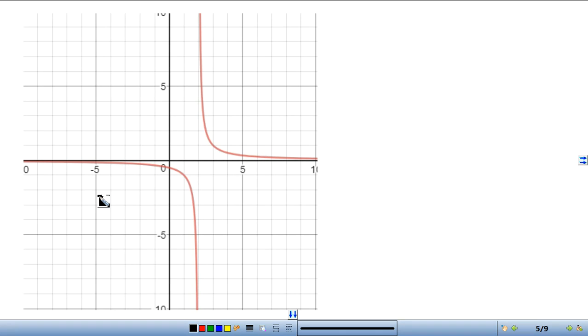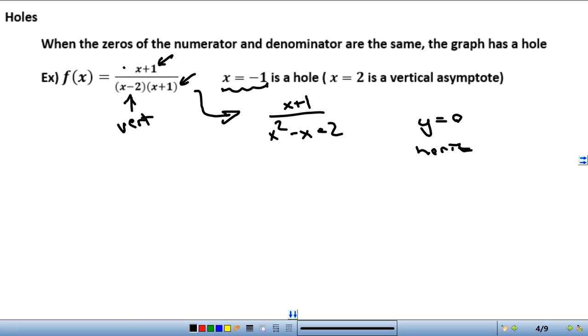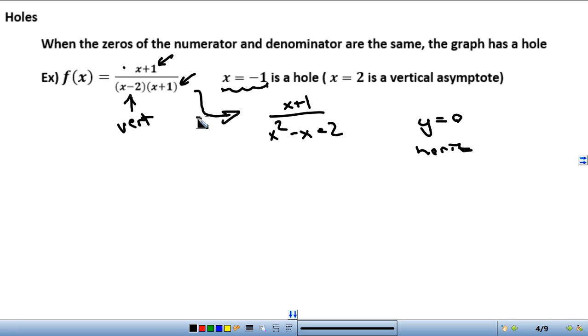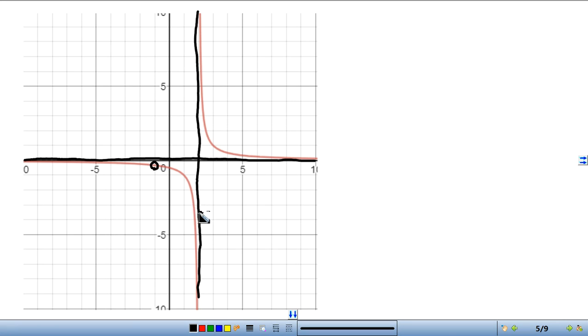So let's take a look. I have my horizontal asymptote right here, y equals 0. I have a vertical asymptote at x equals, in this case, 2. And I'm going to have a hole at x equals negative 1. When I say a hole at x equals negative 1, I'm talking about here's x equals negative 1, and I'm going to have just nothing. I can't have any value there, otherwise I break a rule. I'd be dividing by 0, because if I plug in negative 1, the whole denominator becomes 0. So as a result, I'll just have a hole there.